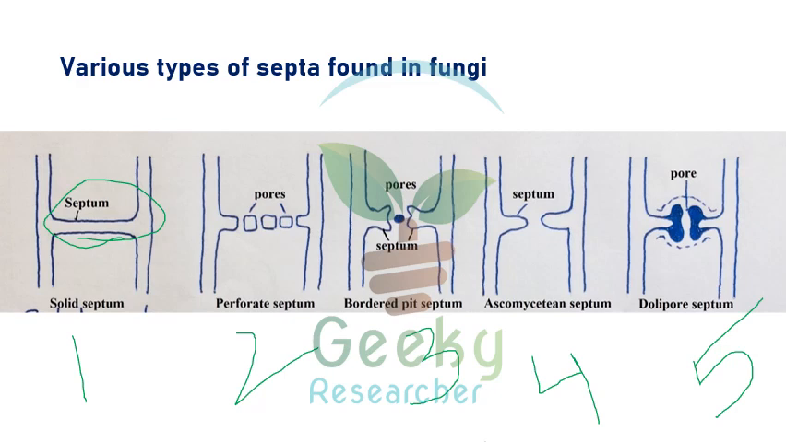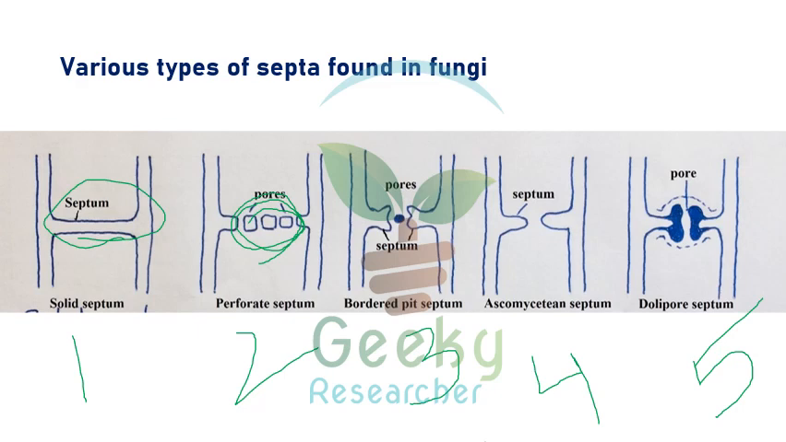So mainly it is a simple type of septum, which helps in the delimitation of older and reproductive parts of the mycelium. So it is a solid type of septum. The second one is the perforated septum, perforated in the sense of being simply perforated by a number of pores. We can see small bits of perforated septum here, and this type of septum can be observed in Geotrichum.